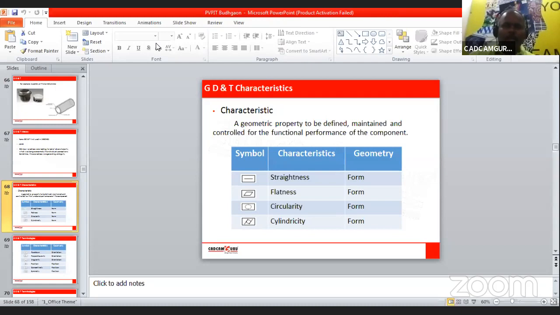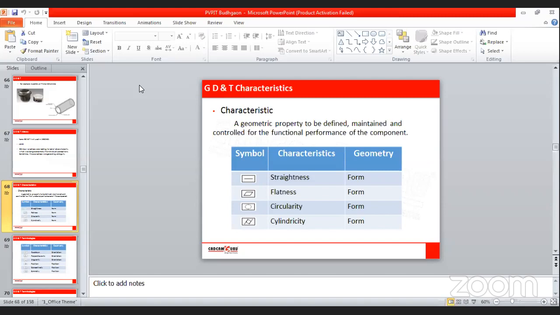So today we will continue with the remaining part of GD&T characteristics. We will quickly revise all the things regarding GD&T. I will share my screen with you. Right. So yesterday we have seen these four characteristics: straightness, flatness, circularity, and cylindricity, right?